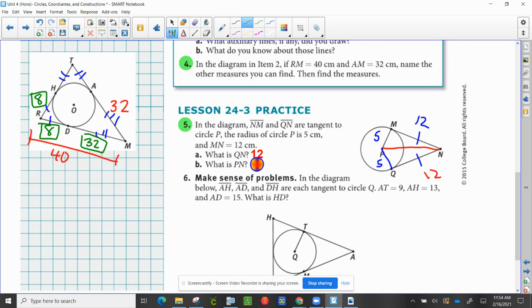Now remember, you have right triangles. So you have 12, 5. What's the length of your hypotenuse then? What is PN? So I'm going to have you set that up, solve for PN, and then we are done with this lesson.